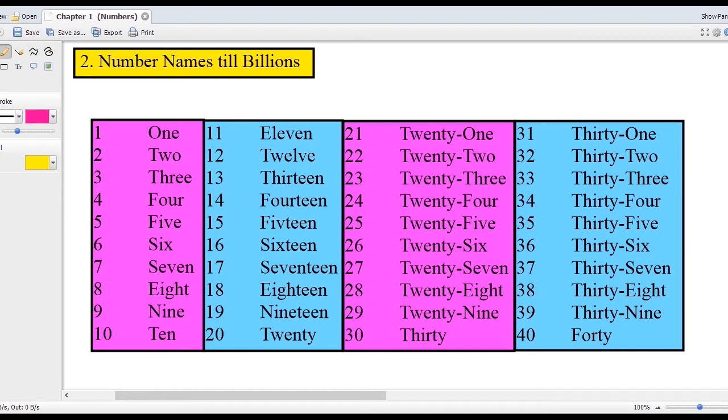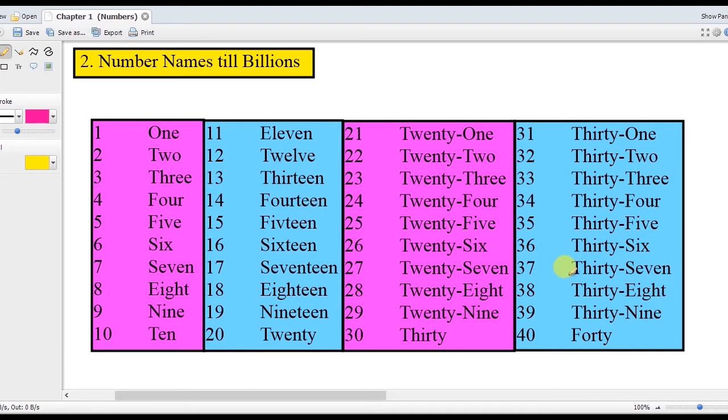The next concept is number names till billions. In this section we will learn how to spell these numbers, right? I have already written a list of these digits with their spellings so that we can learn their spellings as well. So 1 is ONE, 2 is TWO. This is how you keep on learning these spellings.